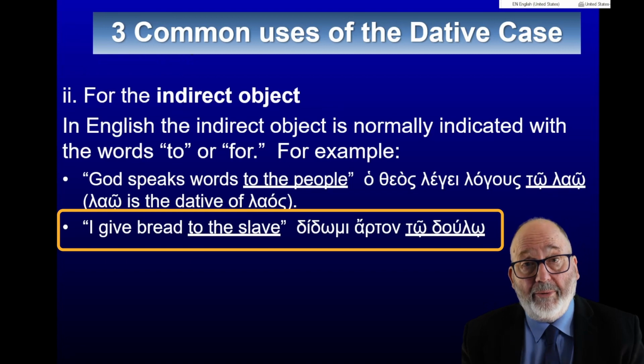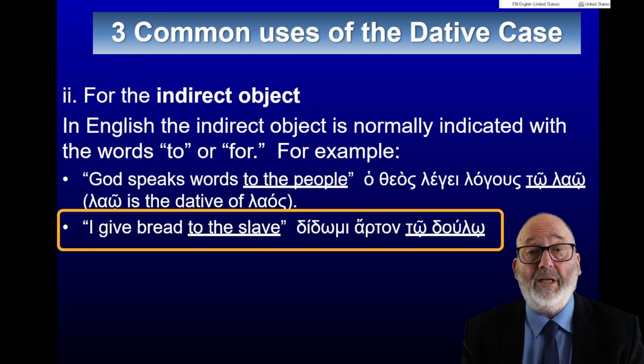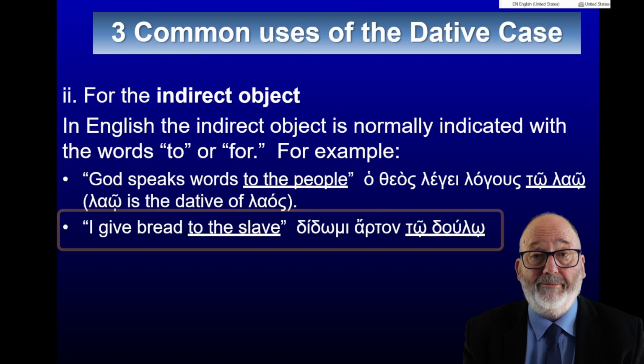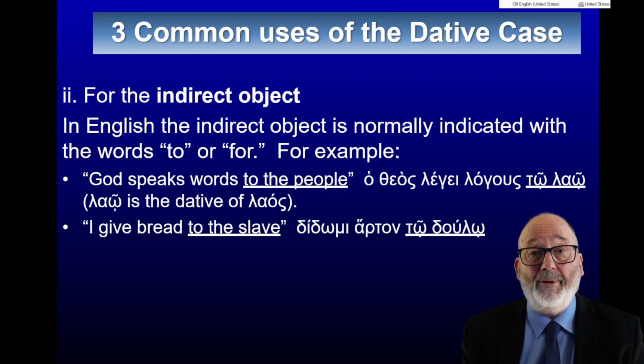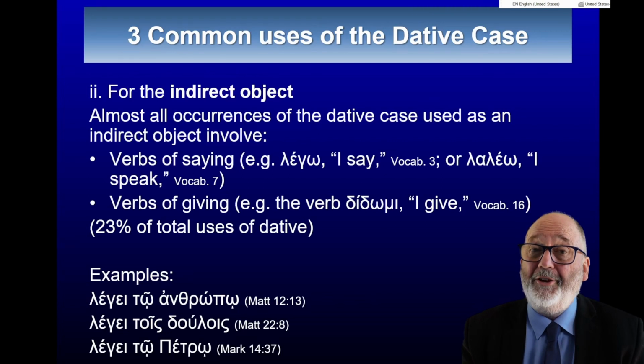So the bread is the direct object, the servant is the indirect object. All right. Well, as I say, you can listen to that several times. But even though it sounds a little bit complicated, what you need to know at this stage is a much smaller subset. So here is the big clue that makes indirect objects much easier to understand.